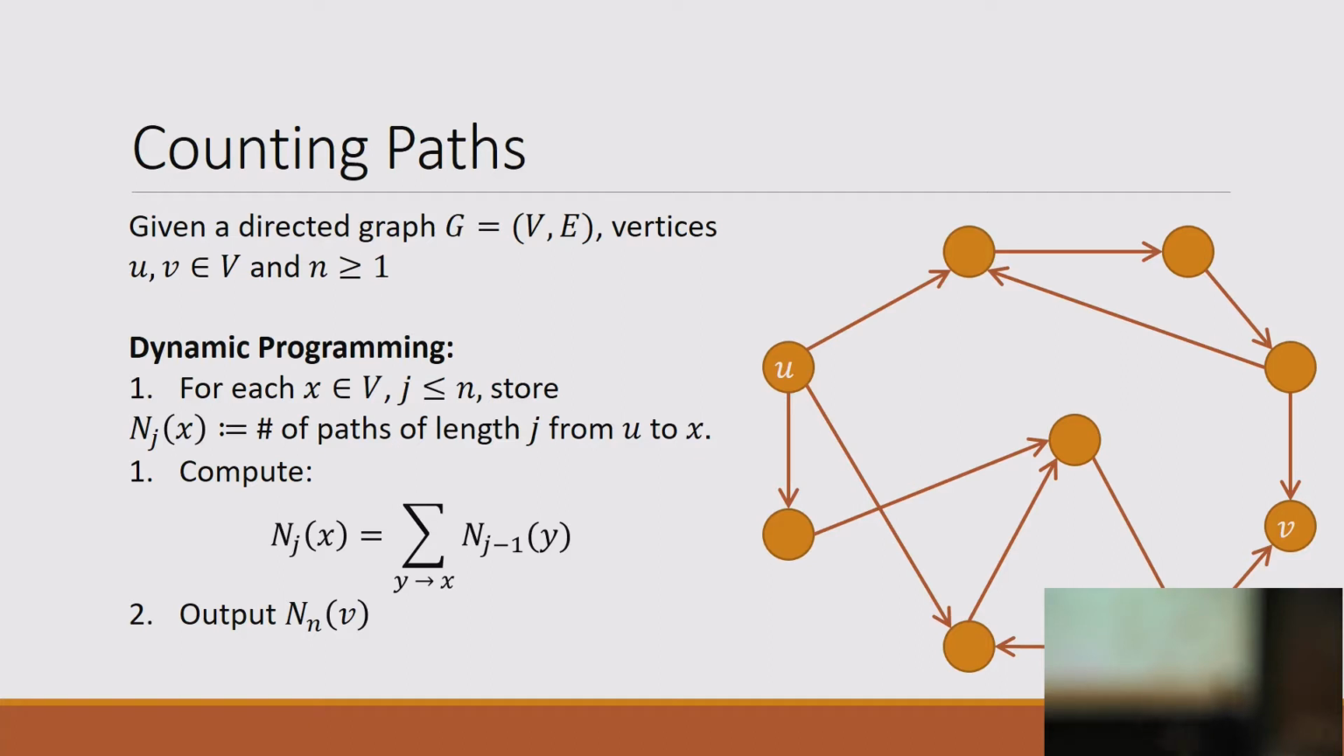Sorry to be pedantic, but a path can repeat a vertex? Yes. It's just a sequence of edges. Important. Because all the vertices are different coming into the edge, we can just sum over all of them, and that will give us the right number of paths. At the end, we just output the number of paths of length n going into our desired vertex v. So this is a polynomial time algorithm that gives an exact solution for counting paths.